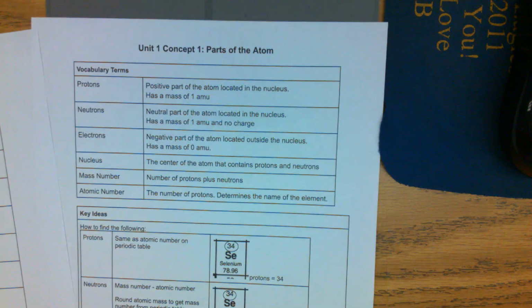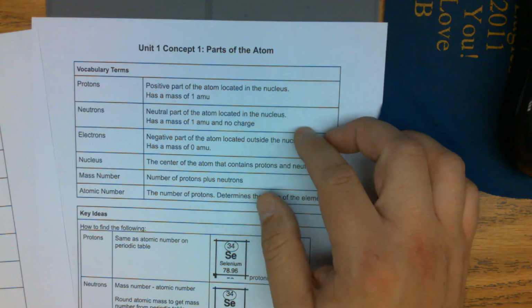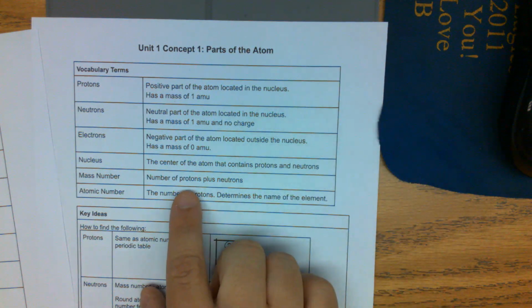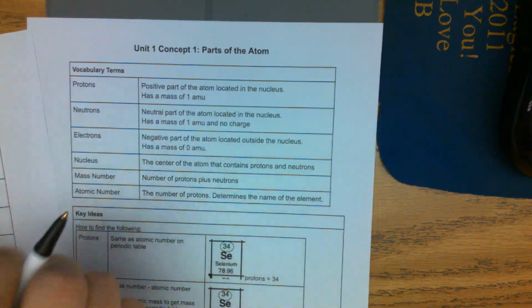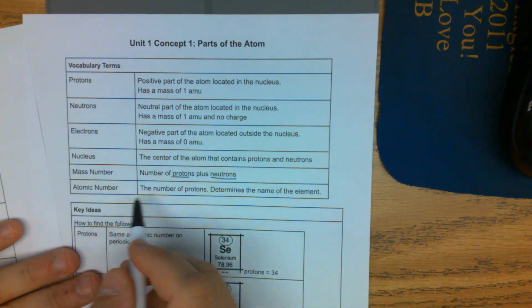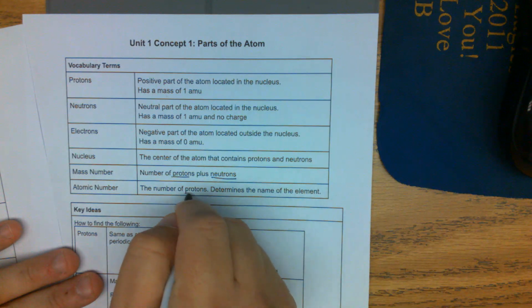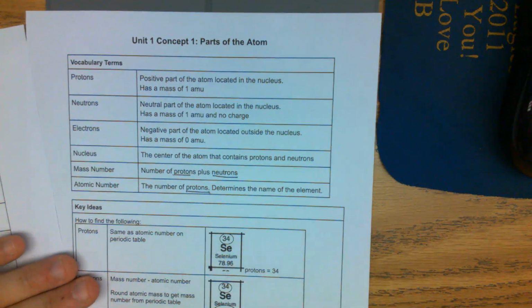All right, our first bit, we're going to look at the parts of the atom. So you want to make sure that you're comfortable with these definitions here: protons, neutrons, and electrons. And then we have two: mass number and atomic number. So mass number is the number of protons plus neutrons. So that's going to be important for us: protons plus neutrons. The atomic number is going to be the number of protons, and this is going to determine the name of the element. So the number of protons gives us the identity of the element.